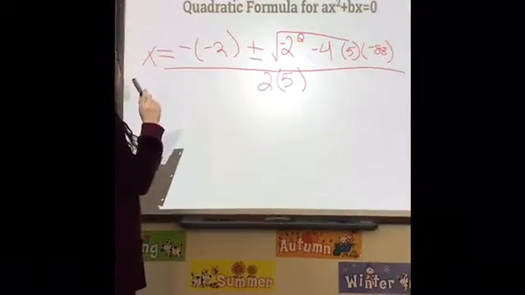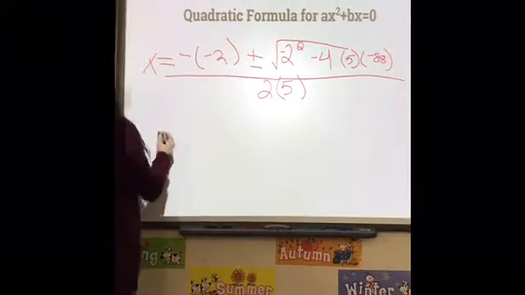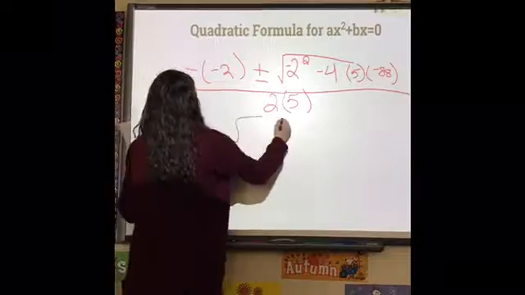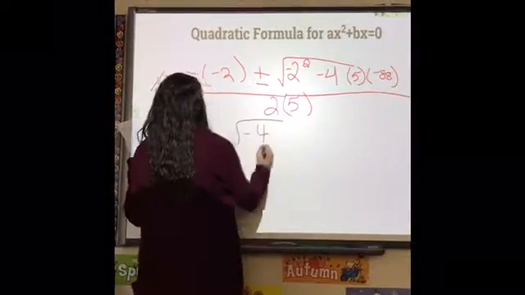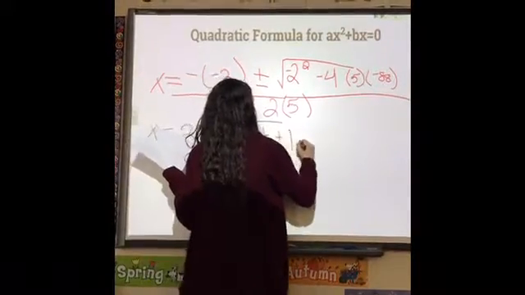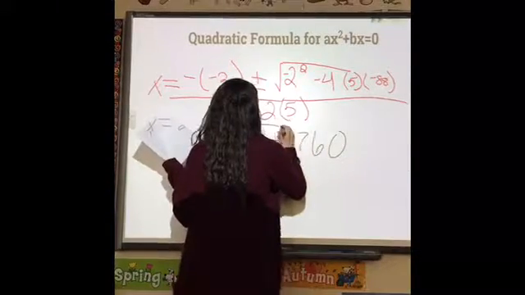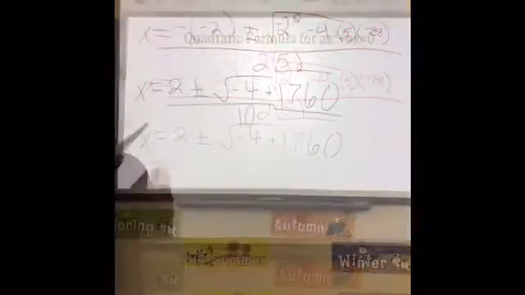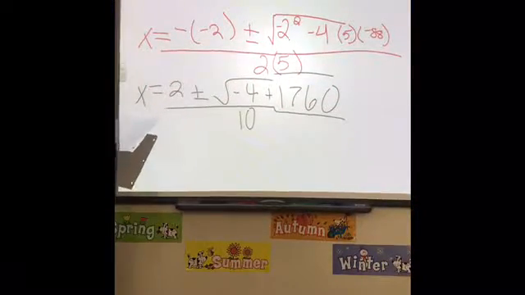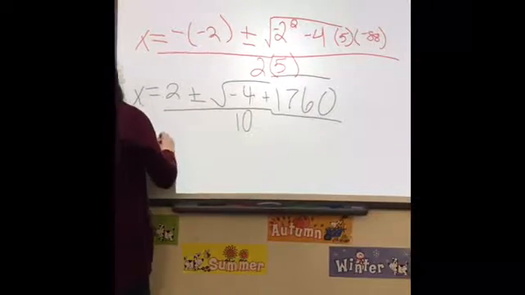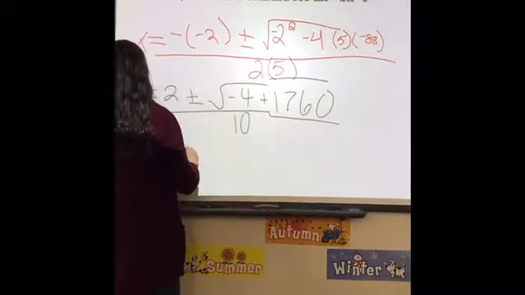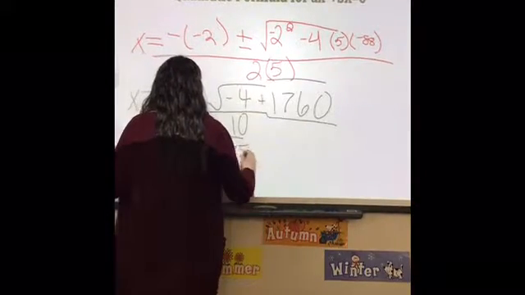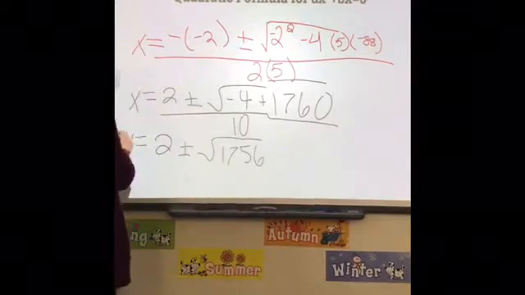So when you have all your values plugged in your formula, then you're just going to solve. So you get x equals 2 plus or minus square root of negative 4 plus 1,760. Okay, so now we're going to solve. And we're going to have x equals 2 plus or minus square root of 1,756. Okay, all over 10.